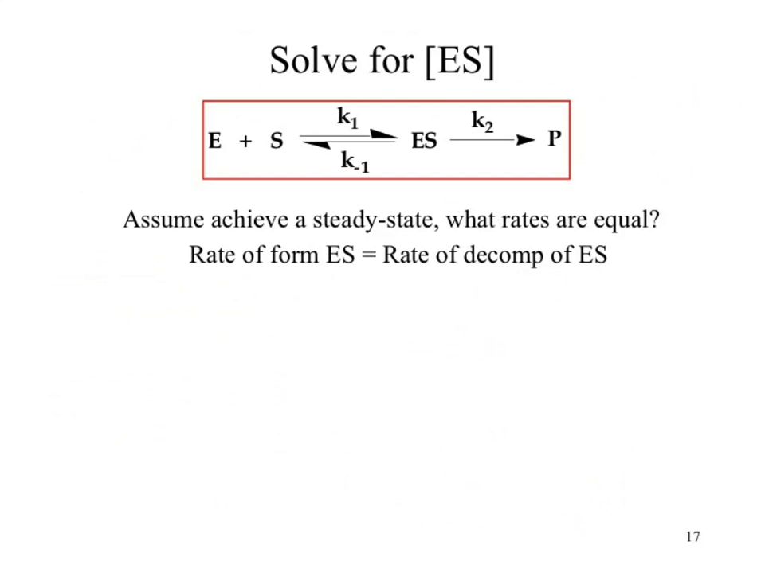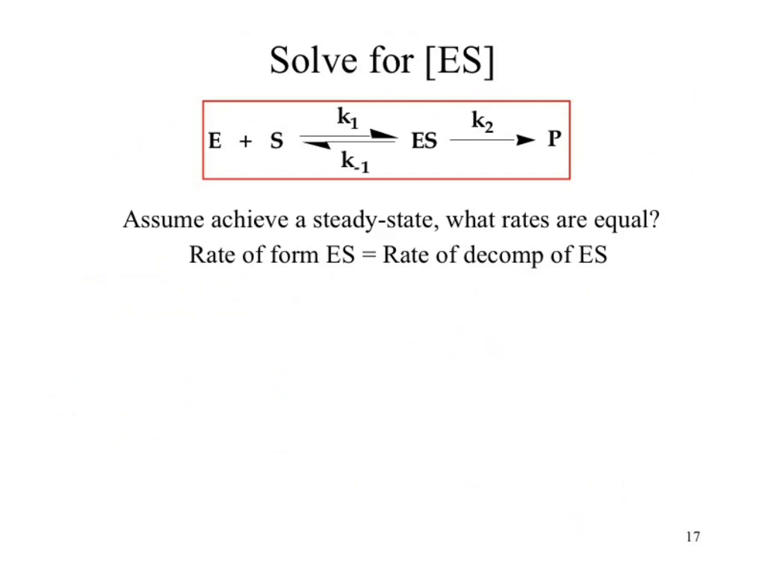So what is the rate of the formation of the enzyme substrate complex? It depends on the concentration of enzyme and substrate and K1. We're looking at the formation. If we look at our reactions, the only one that forms our enzyme substrate complex is our K1. So our rate for the formation of the enzyme substrate complex is going to be K1 times the concentration of enzyme times the concentration of substrate.